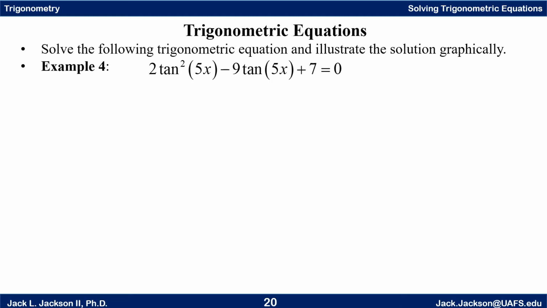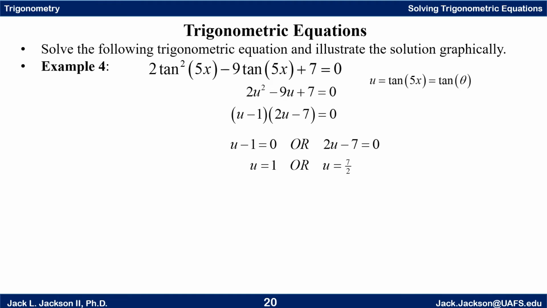All right, how about another example here? 2 tangent squared of 5x minus 9 tangent of 5x plus 7. Same as before, let u be something. In this case, tangent of 5x is tangent of theta. So now we have 2u squared minus 9u plus 7 equals 0. That's a quadratic. We know how to solve that. Factors is u minus 1 times 2u minus 7. Set each factor equal to 0. Solve them for u, substitute back in. So tangent of theta is 1, or tangent of theta is 7/2.